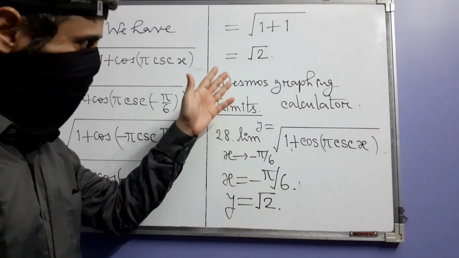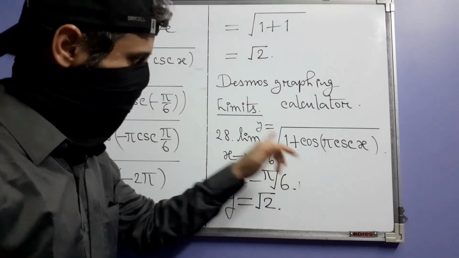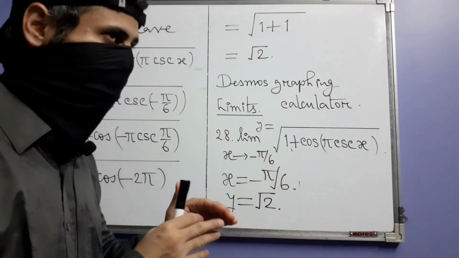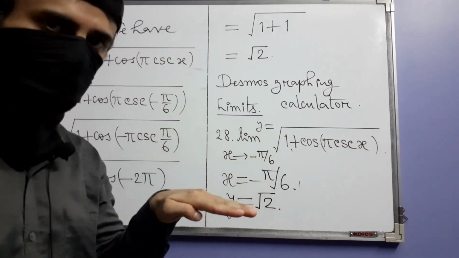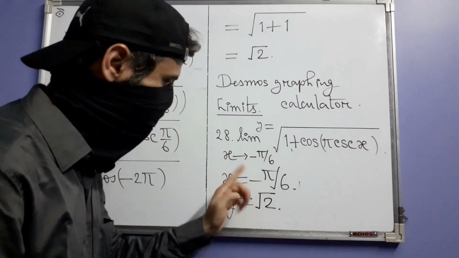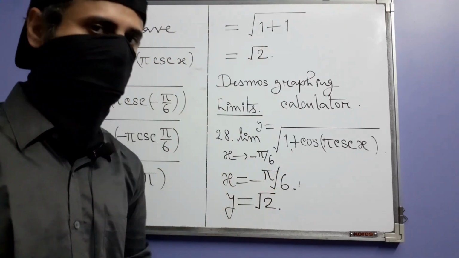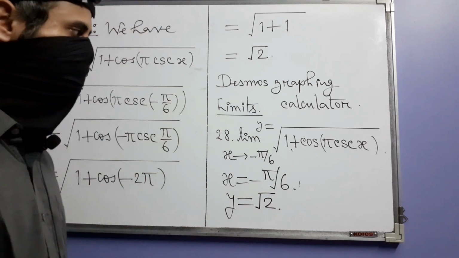And see if the graph of this function is really approaching square root of 2, which will be a horizontal line, when your x is approaching the vertical line. You will see that this really happens. Okay, so I want you to go through this.